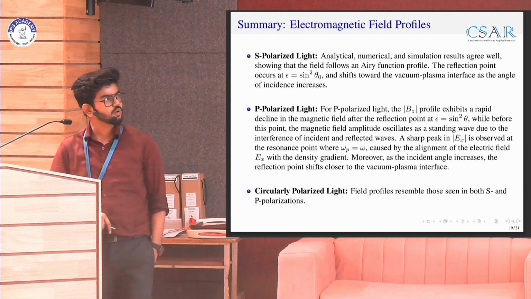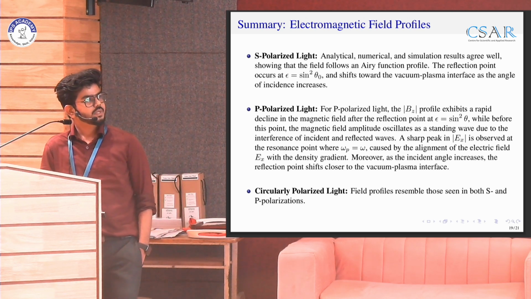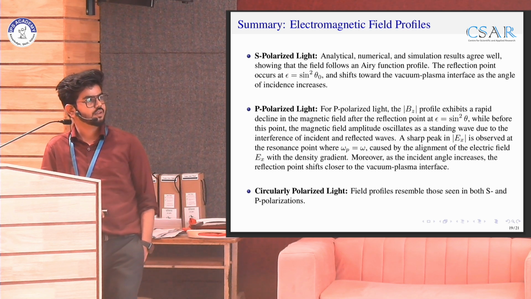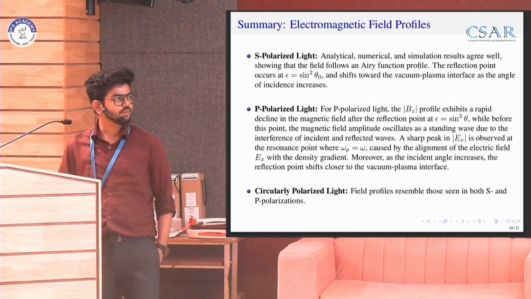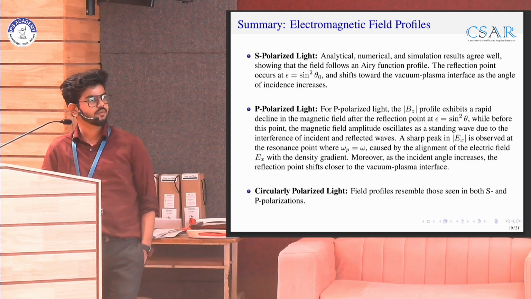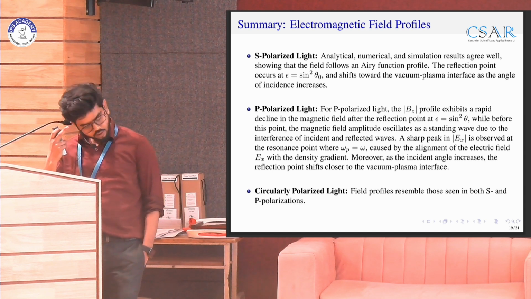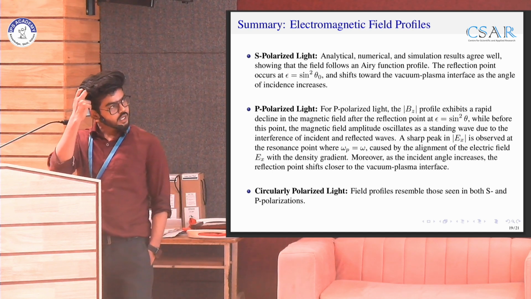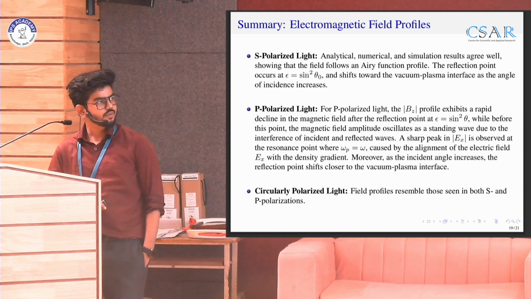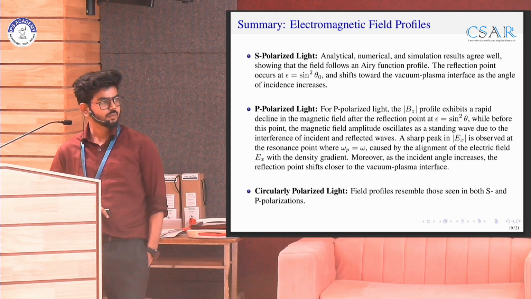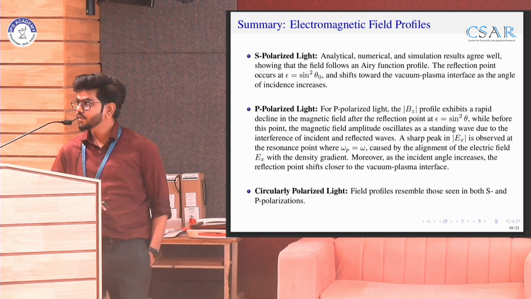For p-polarized light, the BZ profile exhibits a rapid decline in the magnetic field after the reflection point, epsilon equal to sine squared theta, while before this point the magnetic field amplitude oscillates as a standing wave due to the interference of the incident and reflected waves. A sharp peak of the EX profile is observed at the resonance point, caused by the alignment of the electric field with the density gradient. In the case of circular polarization, we saw the same phenomena because it is the superposition of S- and P-polarized light.